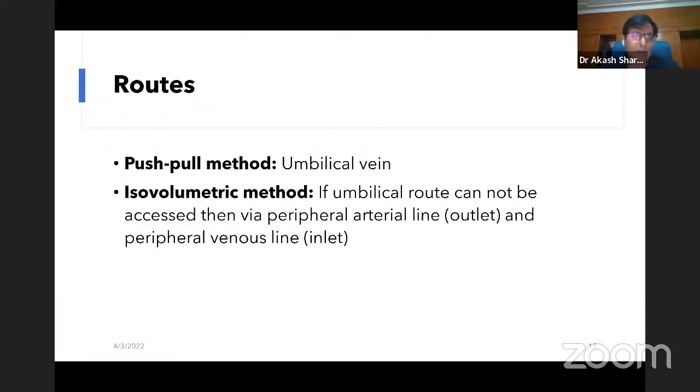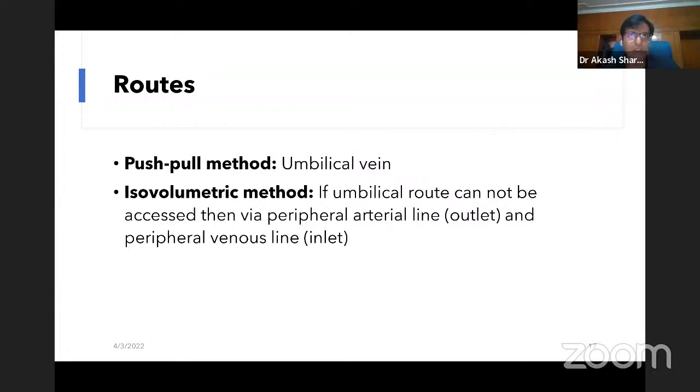The two common routes: one is the push-pull method. If you use the umbilical vein for double volume exchange transfusion, it is what we call push-pull, because you are pushing in the blood from the same route as well as pulling out the blood from the same route itself. In case the umbilical vein catheter cannot be established, we put in a peripheral arterial line, like we saw earlier, and take a large bore peripheral vein. You take out blood from the peripheral artery slowly, and put in blood through the large bore peripheral venous line. This is what we call the isovolumetric method of exchange.